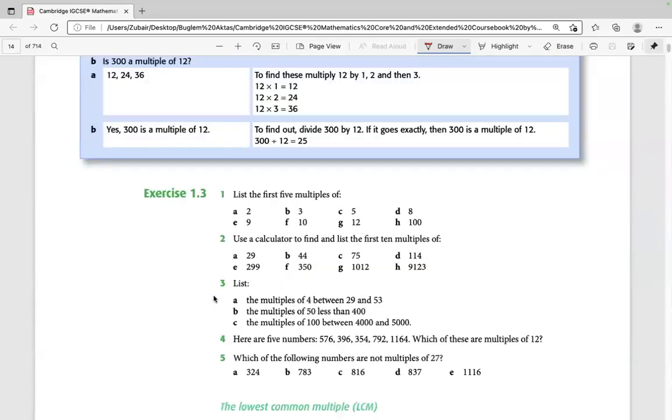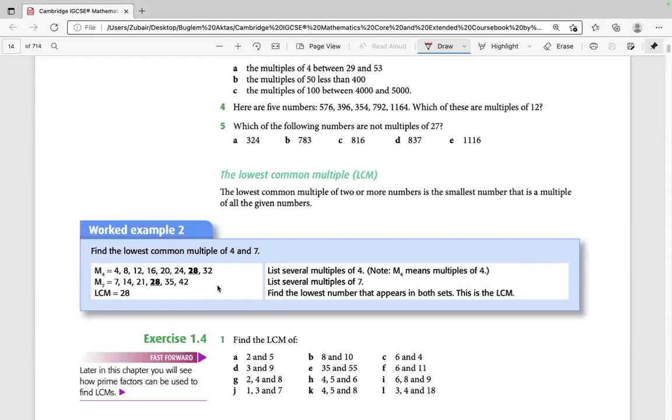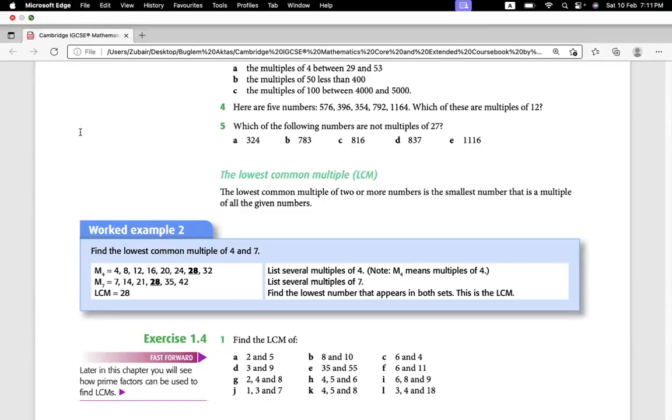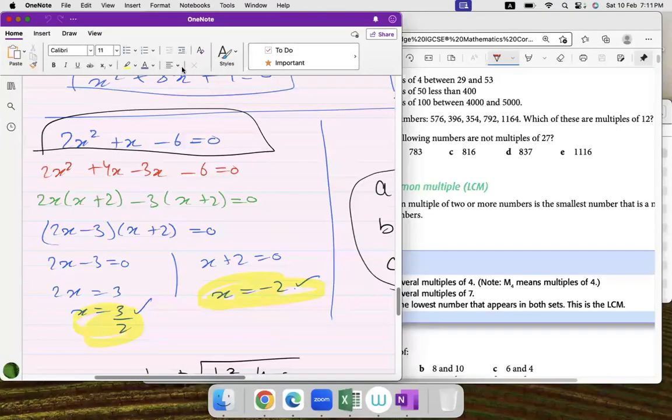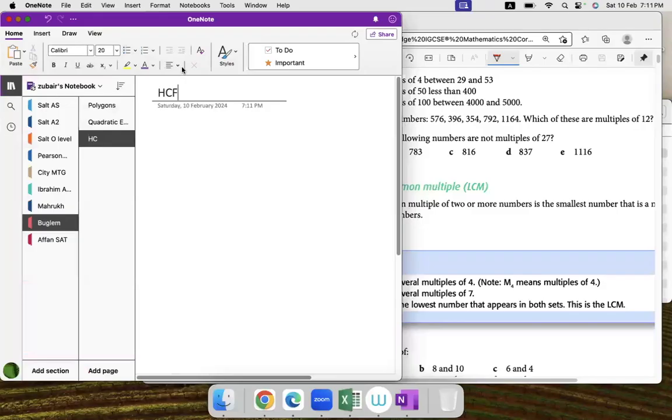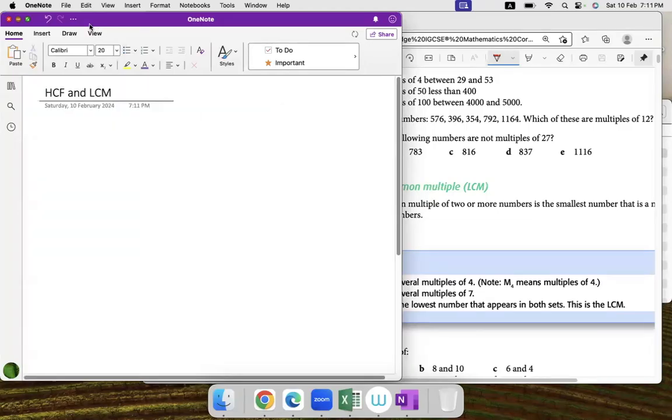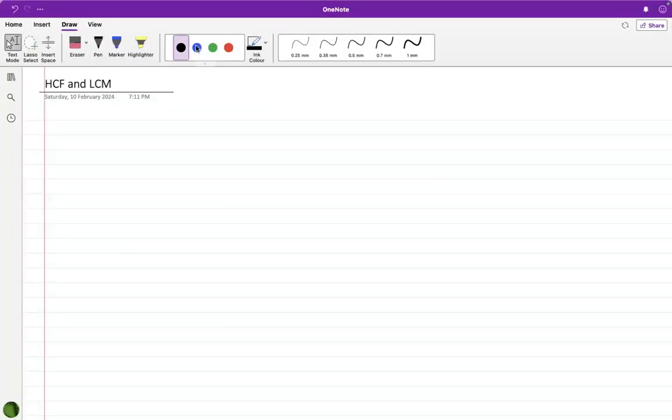Which leads us to lowest common multiples and highest common factors. Do you understand them? Yes. Okay, a quick concept. We are going to talk about HCF and LCM. Okay. For example, we have two numbers.